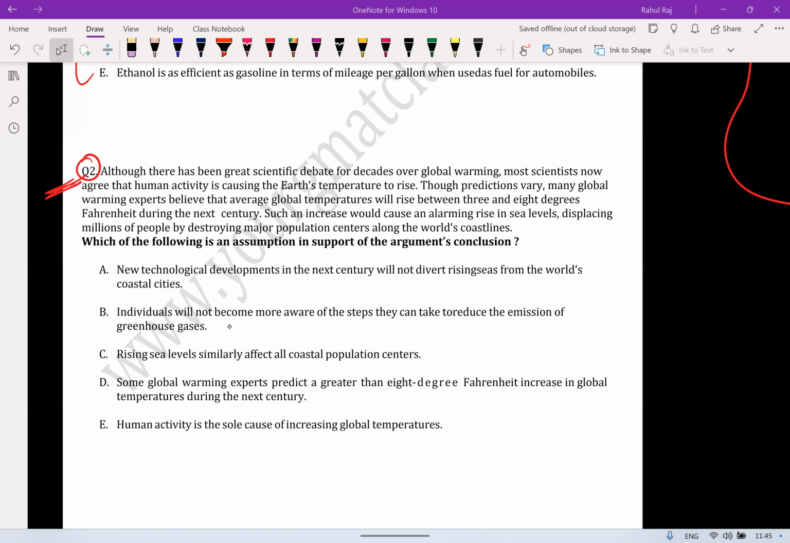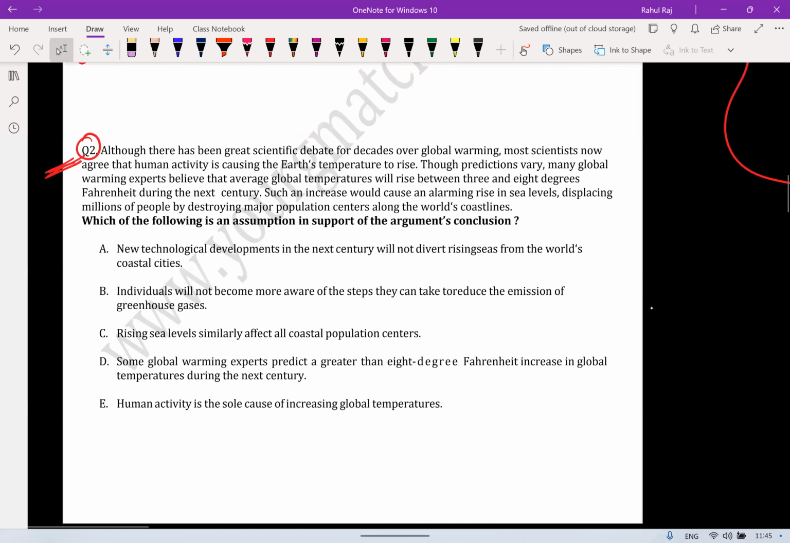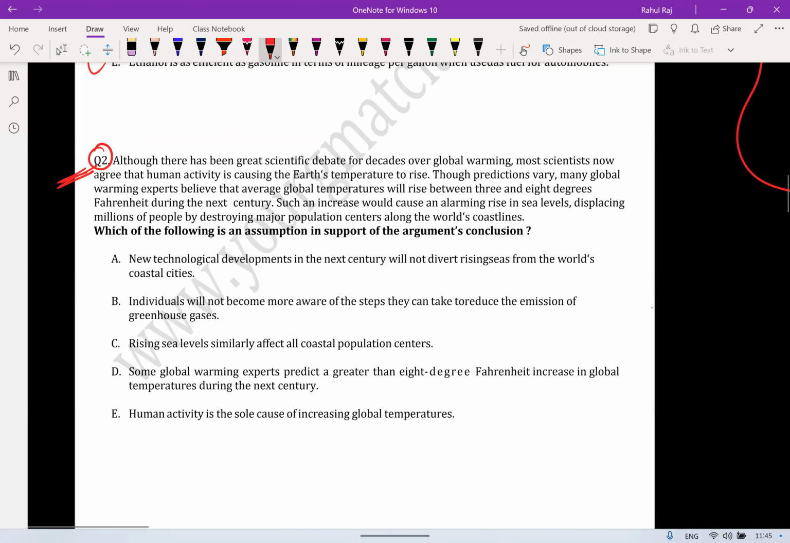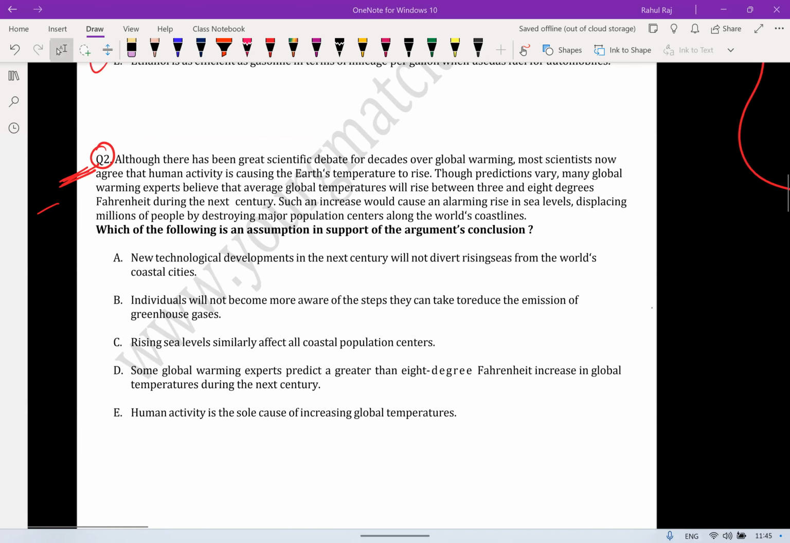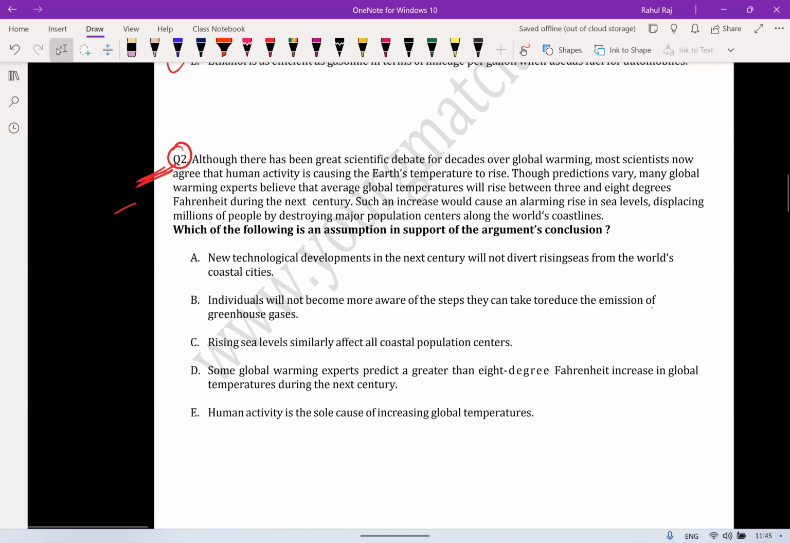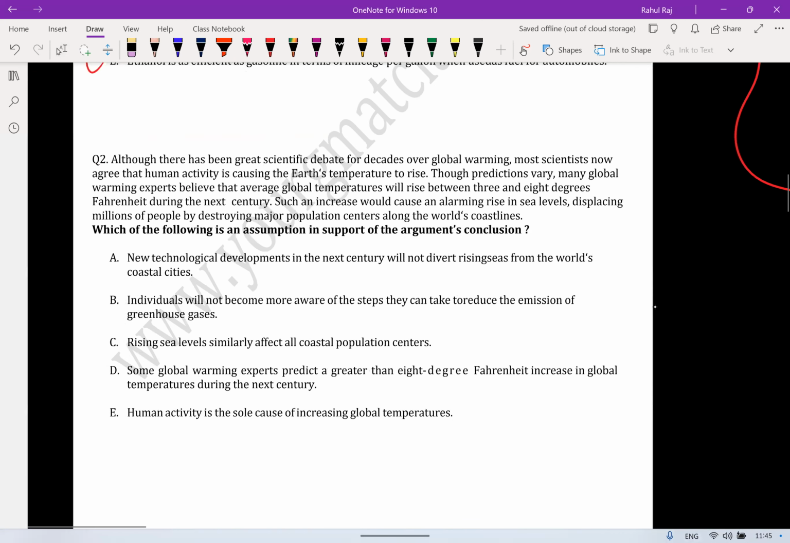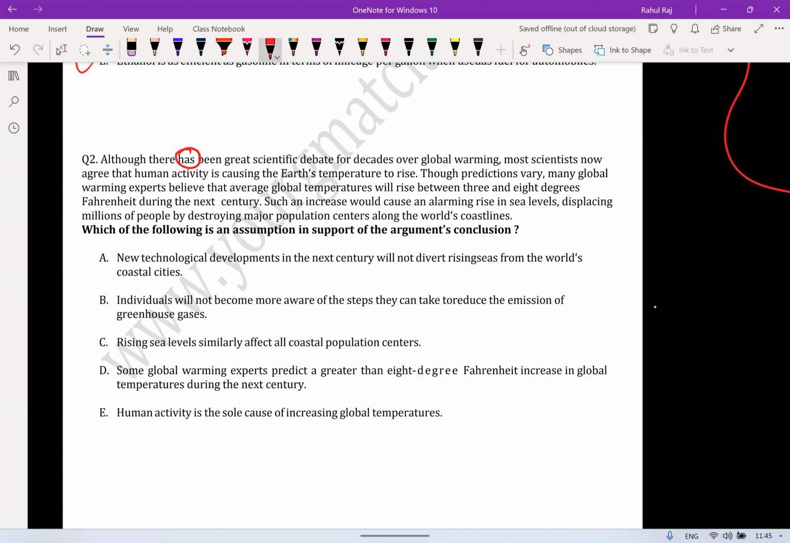Should we start? So see here, I'm starting to read the argument. I'll read the argument. It says, although there has been a great scientific debate for decades over global warming, most scientists now agree that human activity is causing the Earth's temperature to rise.